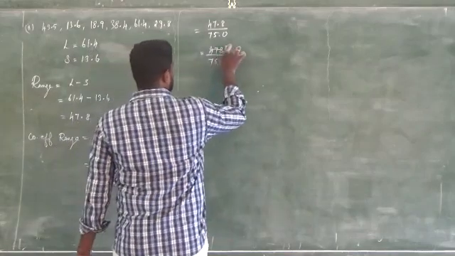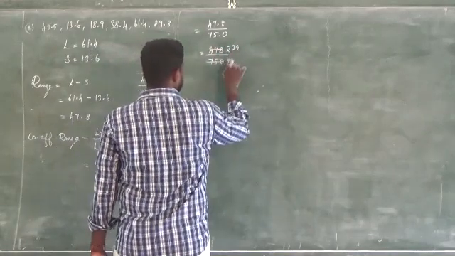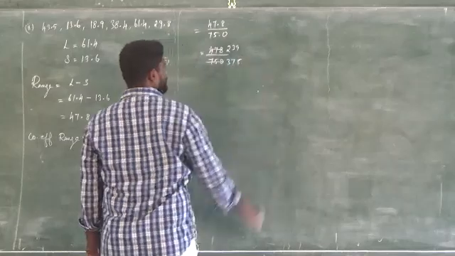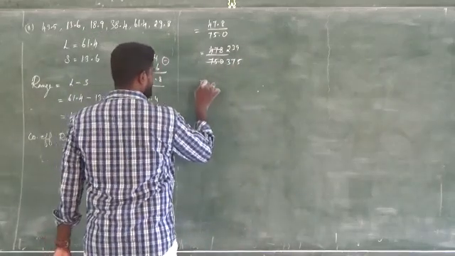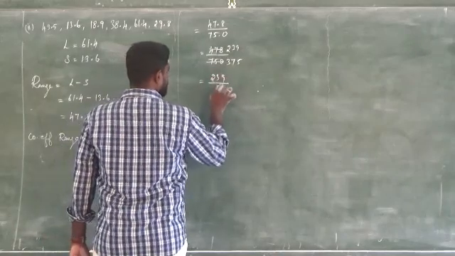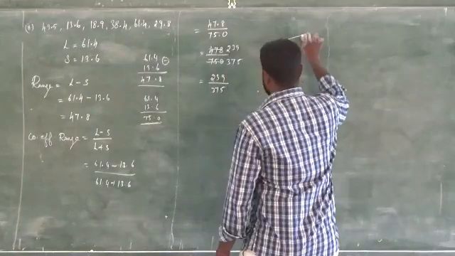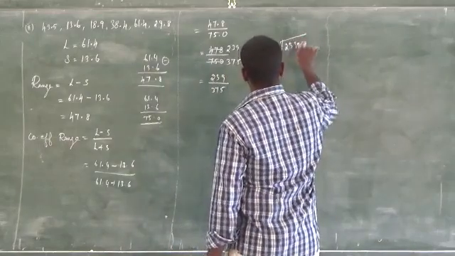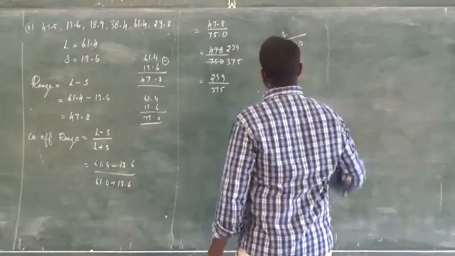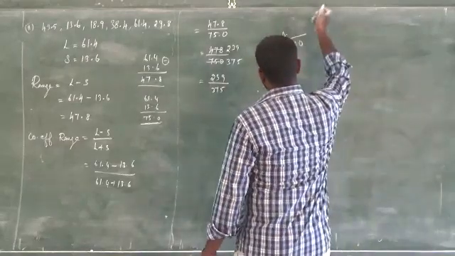So 2 4s are 8, 3 2s are 6, 9 2s are 18, 7 2s are 14, 5. So the remaining answer is 239 by 375. Divide 239 by 375. So add a 0 and a decimal point. How many times? Shall we check? 6 times.